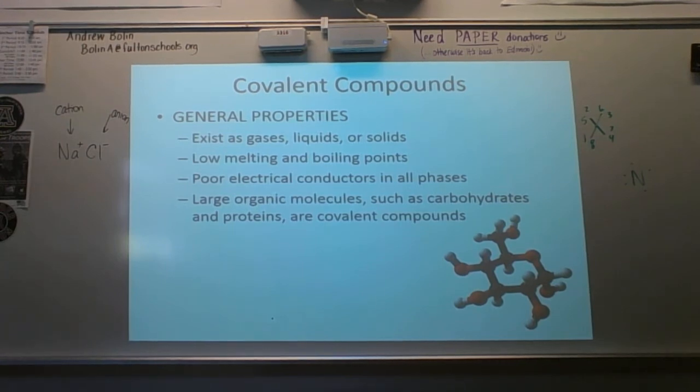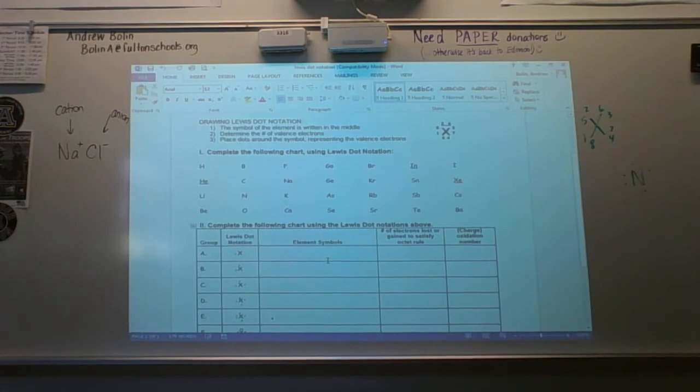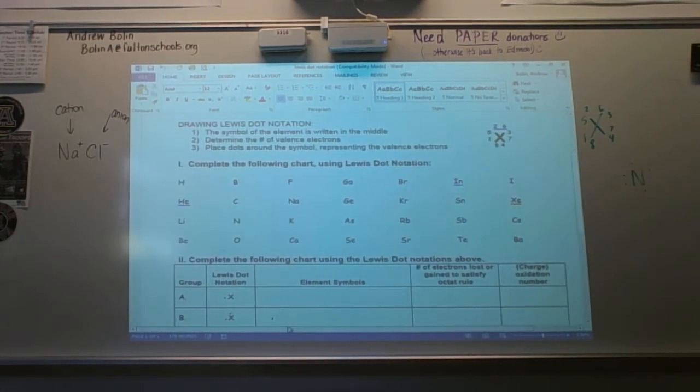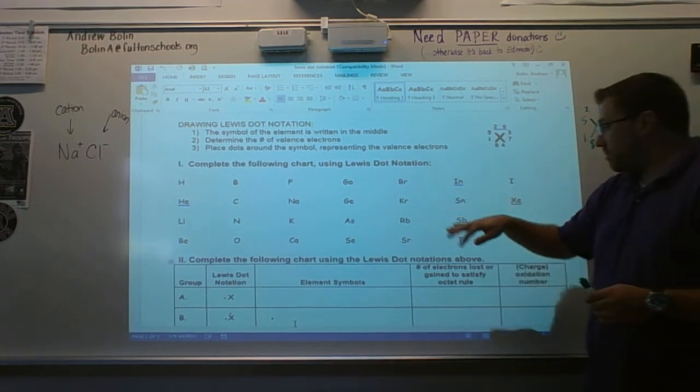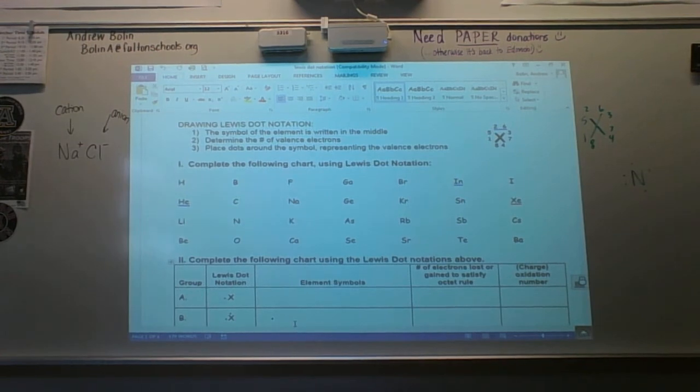Yeah. So the worksheet that you guys have, I'm gonna show you one. So let's take a look at that worksheet real quick. All right. So complete the following chart using Lewis dot notation. The first one that I wanted to do with you, let's look at xenon. So we know xenon to be what type of element? It is a noble gas, so that tells us how many electrons? 8.